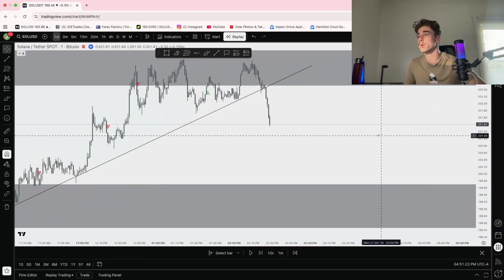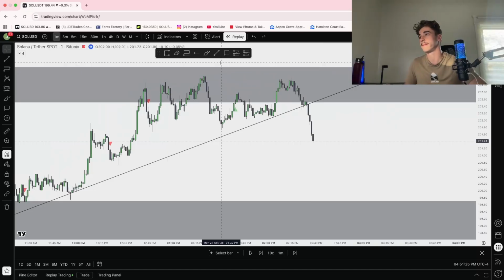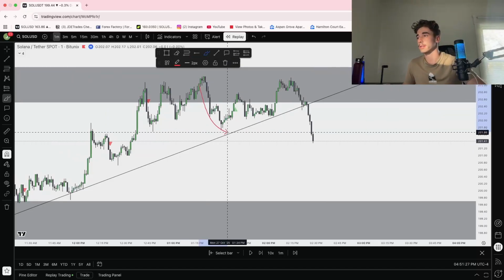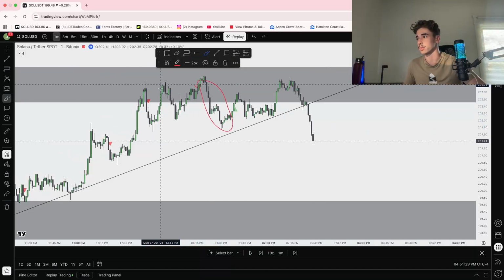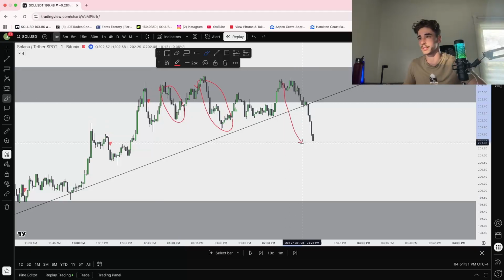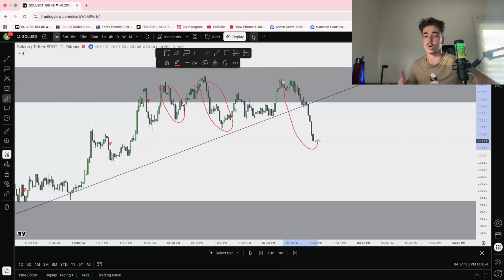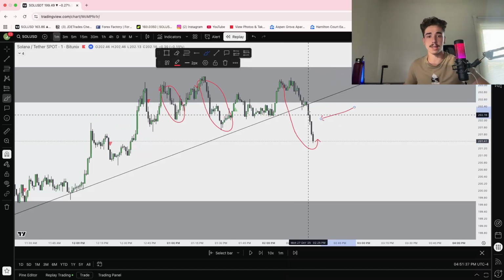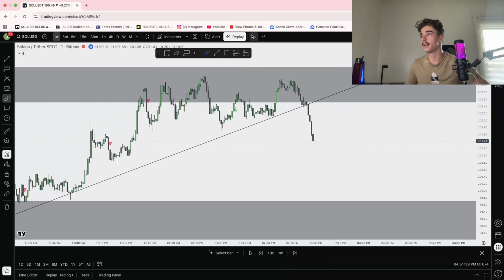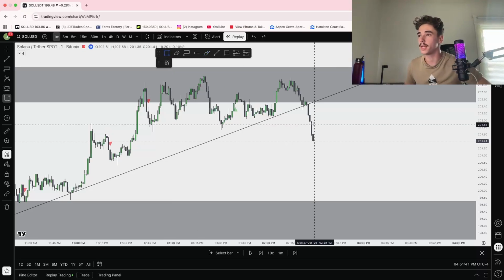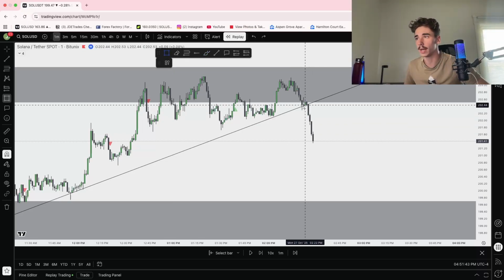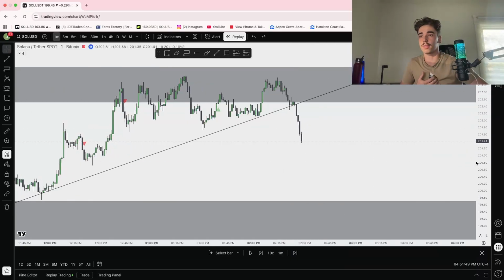Now, all we want to do is wait for displacement. Now, you could think and tilt your head that this is displacement, or this is displacement, or this is displacement, right? But there's only one true move here that is our displacement, and it's this move right here. Why is that? Why is this our displacement? Now, this is our displacing move because we left behind fair value gaps, as you can see here, here, here, here, and here, right? As price was breaking through that trend.